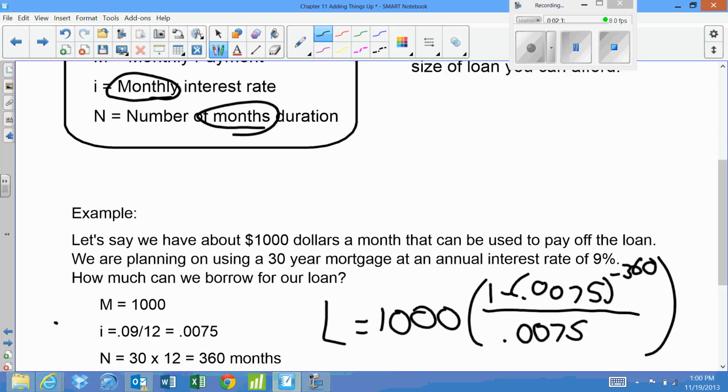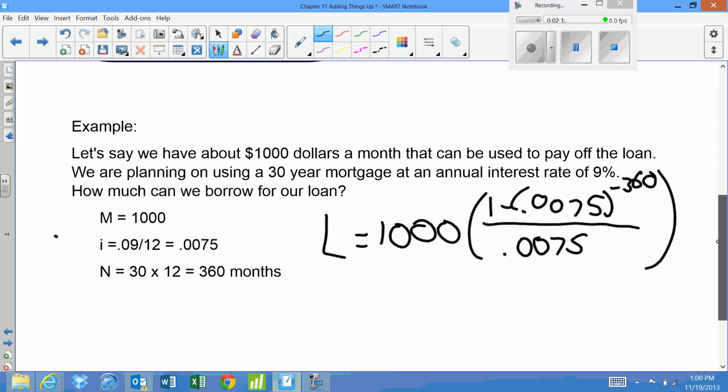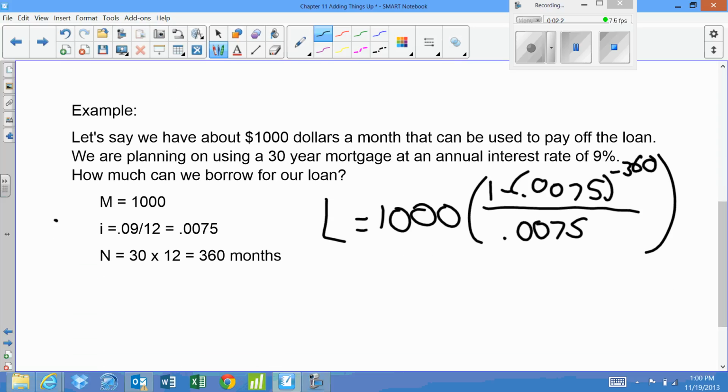So let's go ahead, and if you do that in a calculator, which I know is a cumbersome formula, I would take the 0.0075, multiply that by the negative 360, then take 1 minus that value, then divide by 0.0075, and then multiply by 1,000. If you follow those steps correctly, you should get approximately $124,282. So that would be the initial amount of loan money that you would plan on borrowing for a loan.